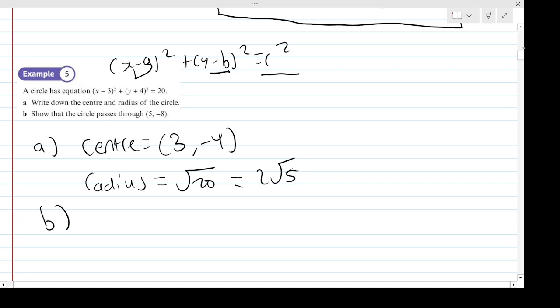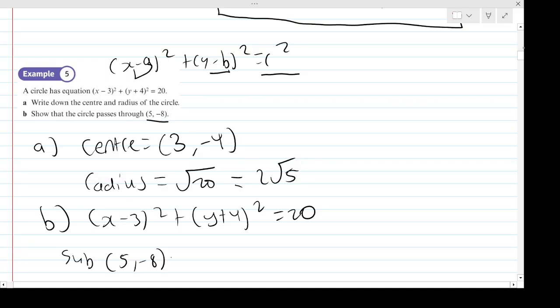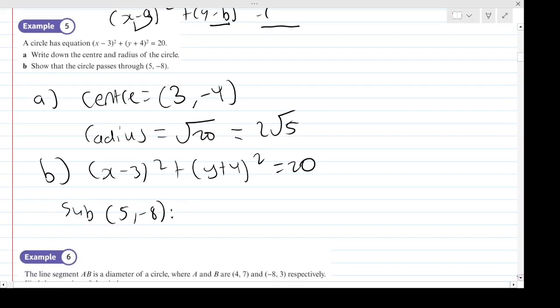Part B, show that the circle passes through 5, minus 8. So again, this is an equation of the circle right here. x minus 3 all squared plus y plus 4 all squared equals 20. So that means that we can substitute points x, y into this equation. So here this point is 5, minus 8, so I'm going to sub 5, minus 8 in. And if it is on the circle, then that equation should be true, okay?